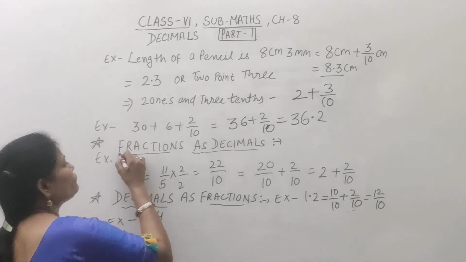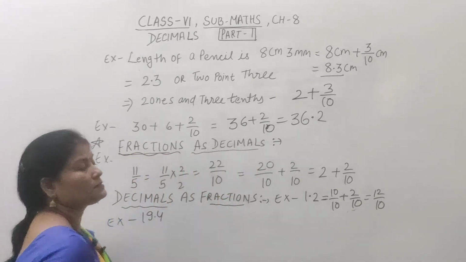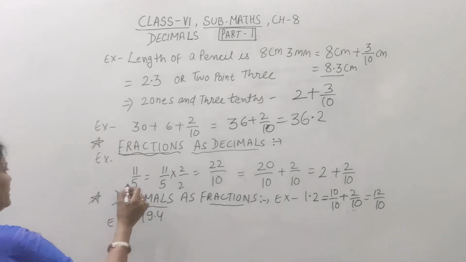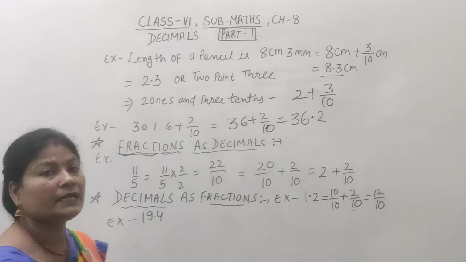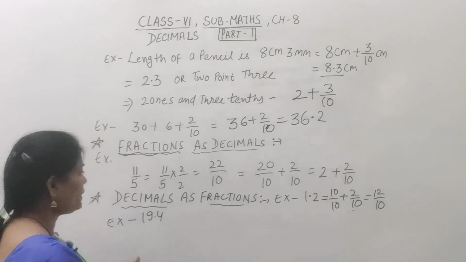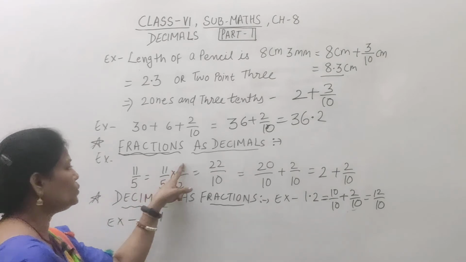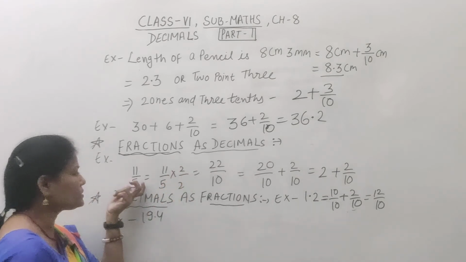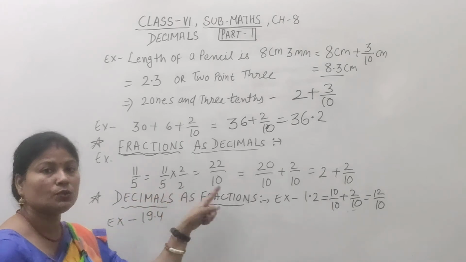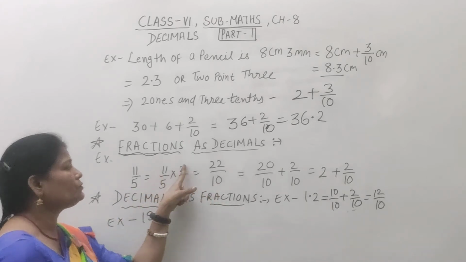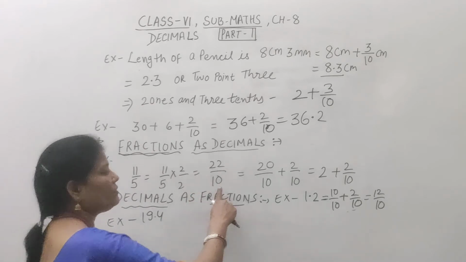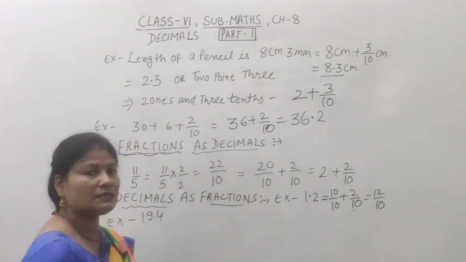Yes children, now fractions as decimals. Already we have studied about fractions. If the fraction 11 upon 5 is given, how can I write it in decimal? Two ways are there. First way, I will multiply by 2 upon 2. See children, because the denominator is 5, whenever I multiply by 2, it converts into 10. So 11 2s are 22, and the denominator converts into 10. And after that, we can put the decimal.